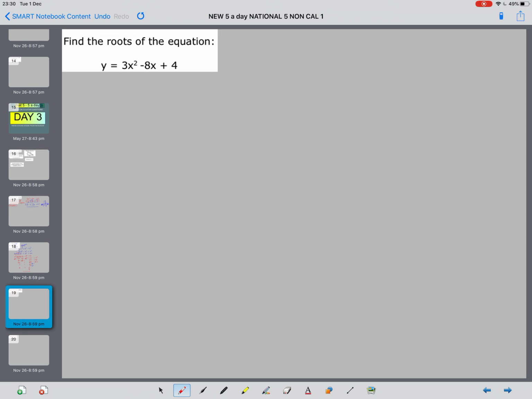Find the roots of the equation. Okay, so you've got an equation y equals 3x squared, take away 8x, add 4. So again, it's a trinomial. The roots mean, if you've got a coordinate axis, where this quadratic, or that is a parabola that you draw, cuts the x-axis. So the roots mean where it cuts the x-axis.